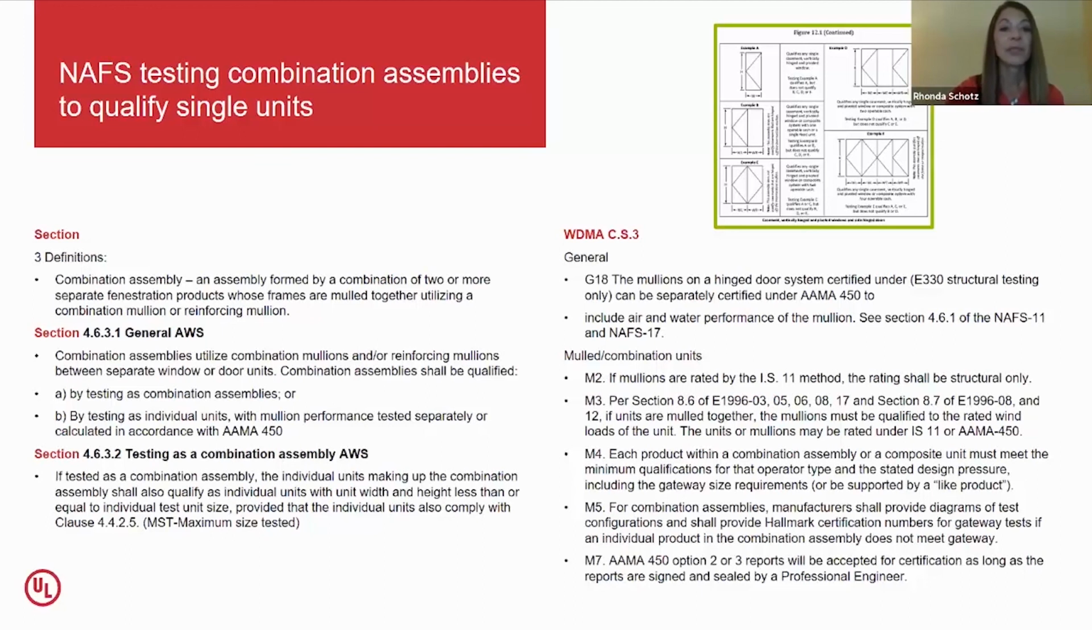The sections that pertain to this in NAFS are listed and some examples are shown in the figures to the right. Again, these are not meant to be all-inclusive, but just recommendations. Please review WDMA CS3 M5 for combination assemblies. Manufacturers shall provide diagrams of test configurations and shall provide Hallmark certification numbers for gateway tests if an individual product in a combination assembly does not meet gateway.